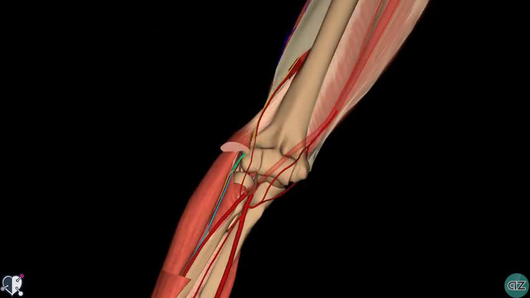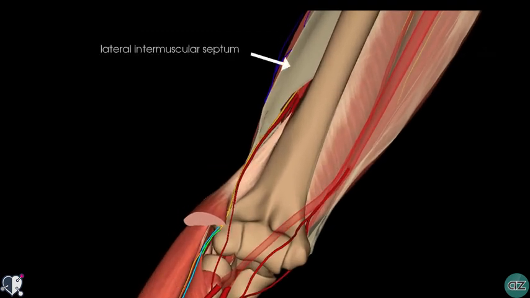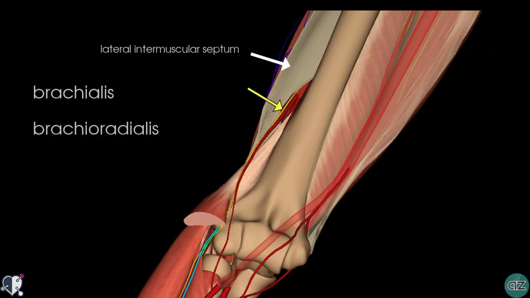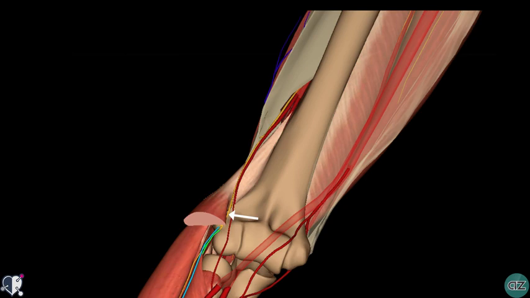Having given off these 2 sensory branches, the radial nerve then passes through the lateral intermuscular septum to enter the anterior compartment, where it is then situated between the brachialis muscle and the brachioradialis muscle. You can see the proximal end of the brachioradialis muscle here. The brachialis is not shown on this view of the model. To enter the forearm, the radial nerve moves anteriorly over the lateral epicondyle of the humerus through the cubital fossa.